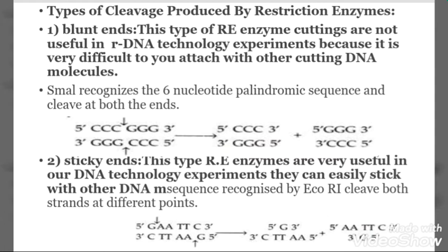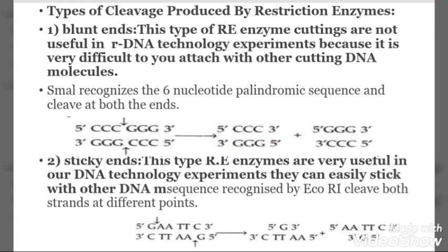And the second one is sticky ends. These RE enzymes are very useful in rDNA technology experiments. They can easily stick with other DNA sequences. EcoRI cleaves both strands at different points. So the second type, the RE enzyme which cuts the DNA with sticky ends, is very useful in rDNA technology.